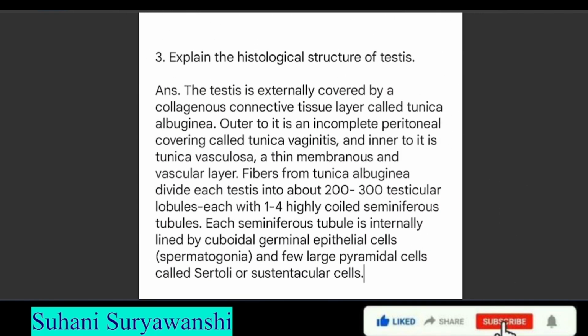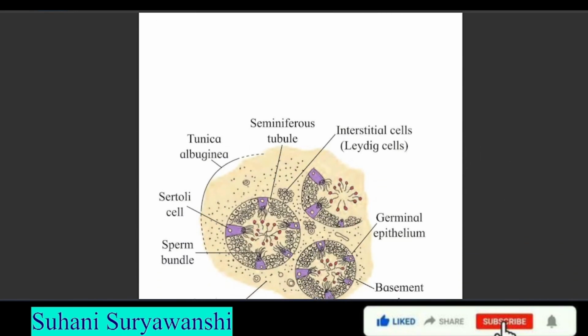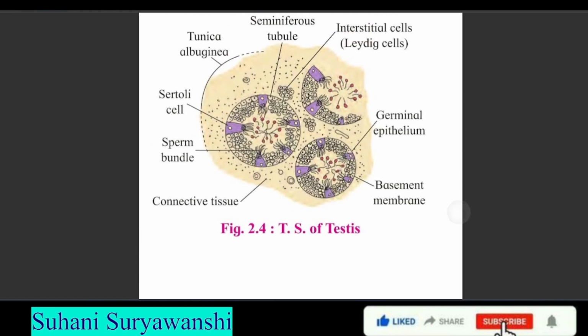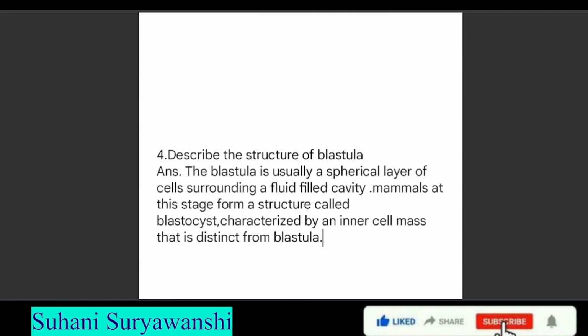Sertoli cells or subtentacular cells. You can also check out the diagram. If you want, you can take the screenshot or check it out from the textbook.